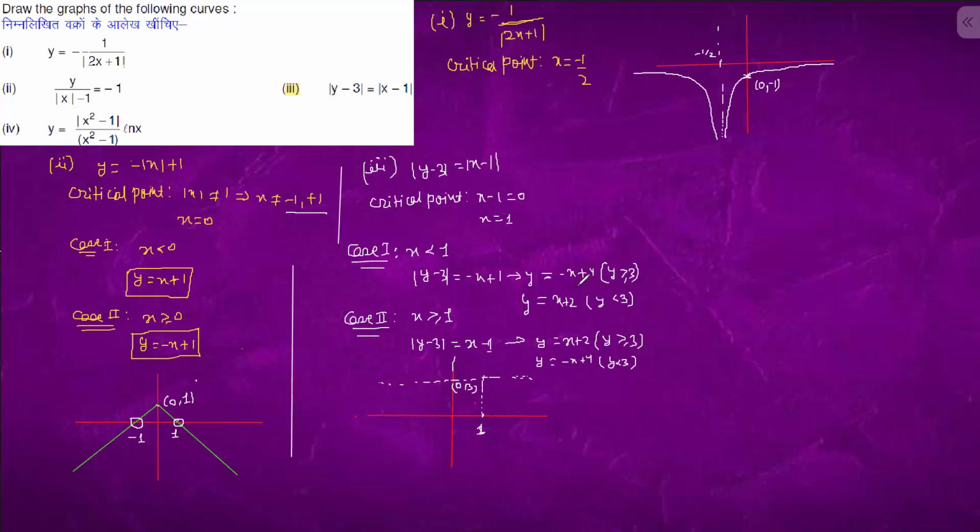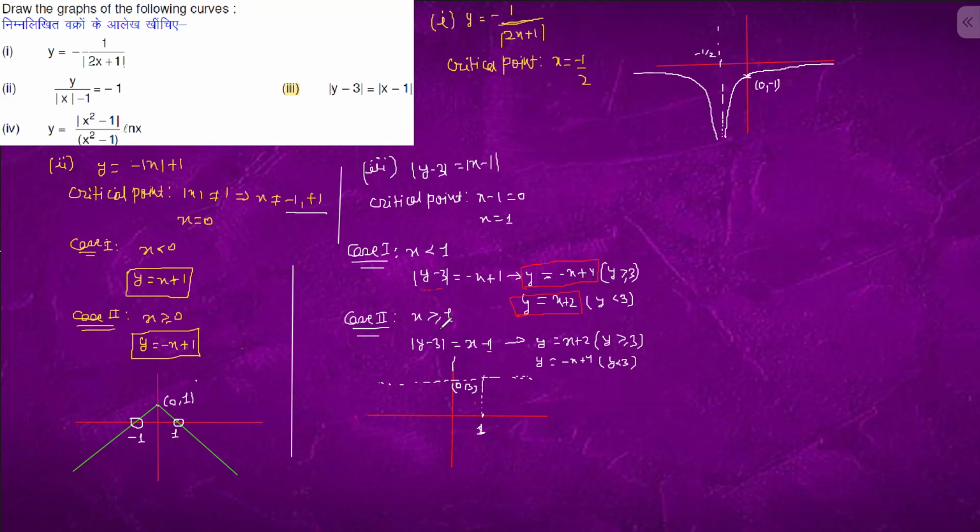What will we see? If y is bigger than 3, it will become y minus 3 equals minus x plus 1, which will come out to be y equals minus x plus 4. And when we put y less than 3, it will become y minus 3 equals minus of minus x plus 1, which is x plus 1, and when 3 comes to this side, it will become y equals x plus 2.